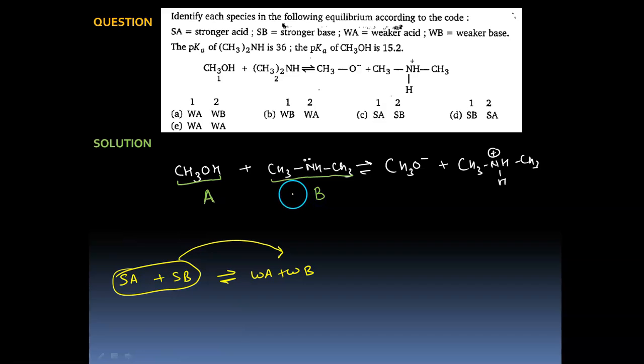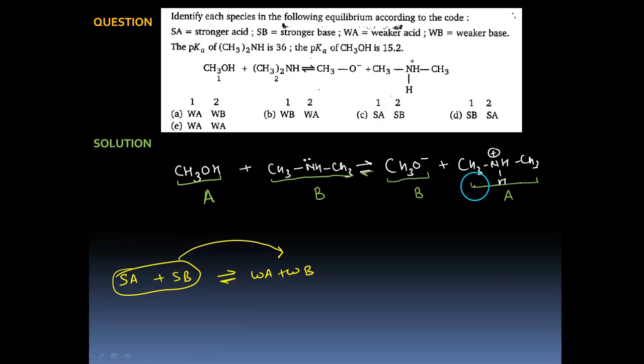Now let us consider the reaction in the reverse direction where product becomes reactant and reactant becomes product. So if we talk about the reverse direction, this methoxide ion is accepting a proton, therefore this would be acting like a base for the reverse reaction, and this one which contains NH2 plus will be donating the proton, therefore it will be acting like an acid.